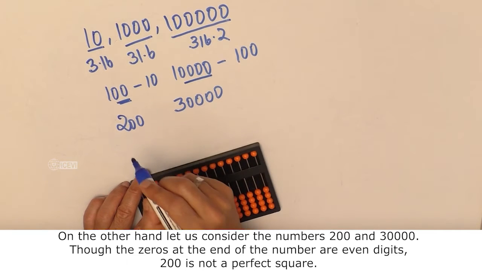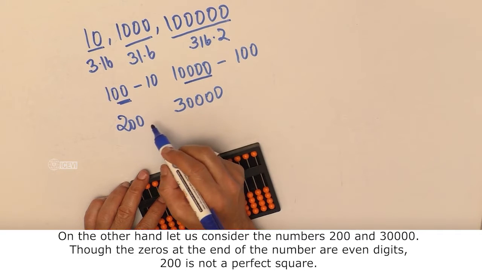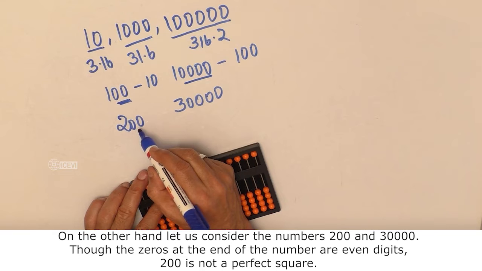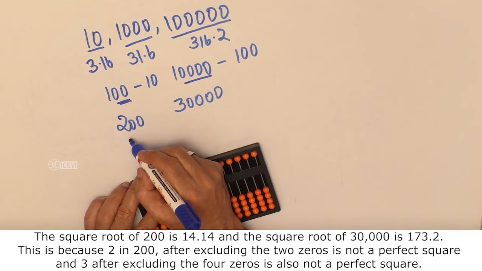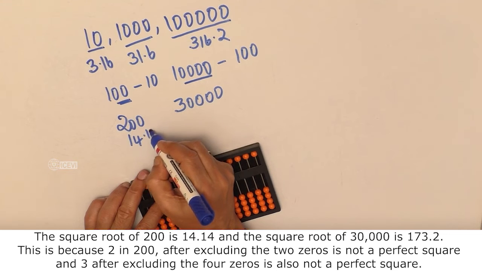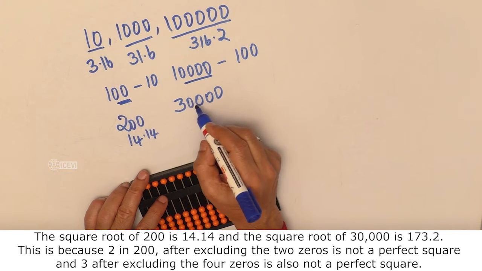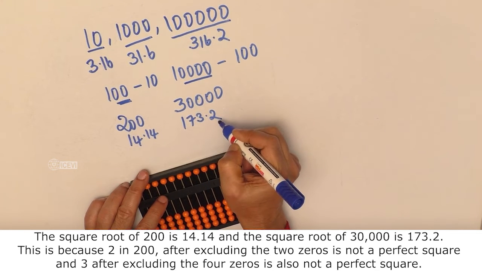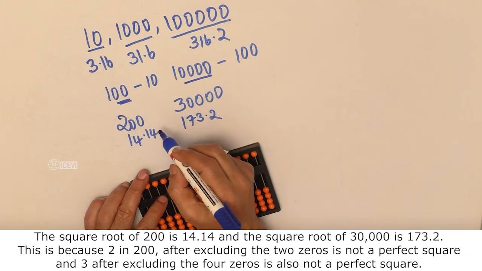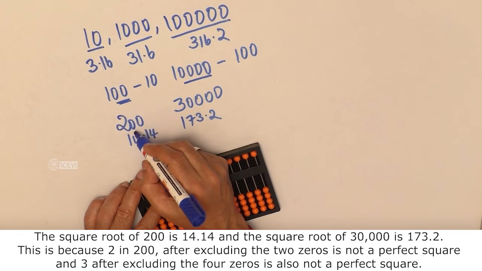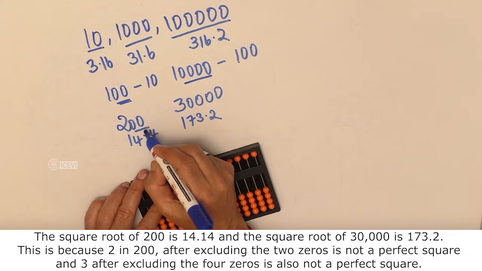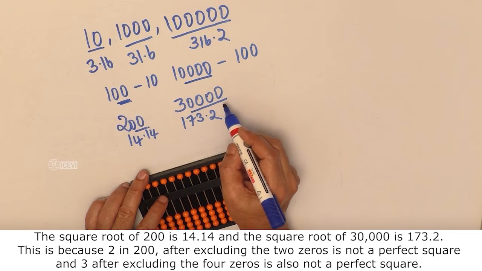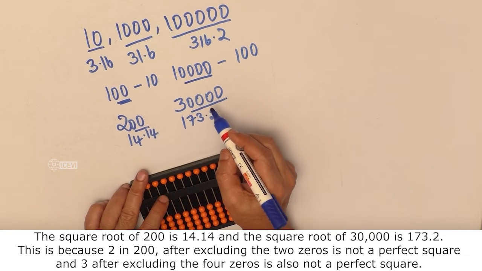On the other hand, let us consider the numbers 200 and 30,000. Though the zeros at the end of the number are even in count, 200 is not a perfect square. The square root of 200 is 14.14, and the square root of 30,000 is 173.2. This is because 2 in 200 after excluding the 2 zeros is not a perfect square, and 3 after excluding the 4 zeros is also not a perfect square.